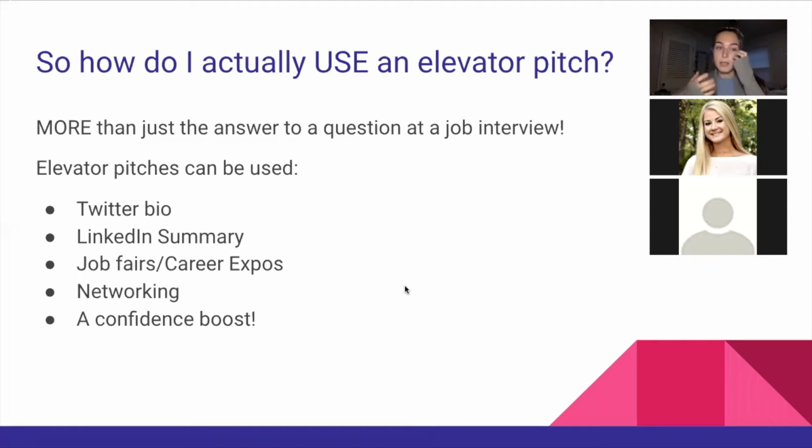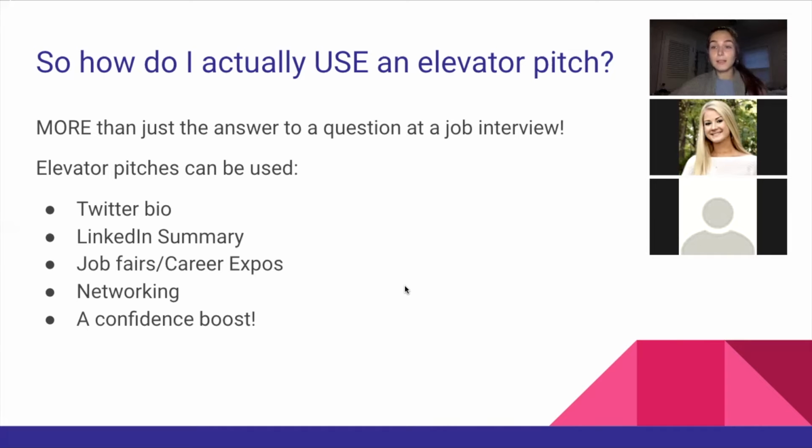And like Emily said, at this age, it's really important to have one. So like I have listed here, elevator pitches can be used for a Twitter bio, your LinkedIn summary section on your profile. You can use them if you're attending job fairs and career expos. You can use them for networking at professional events or even just in your personal life when you're networking.